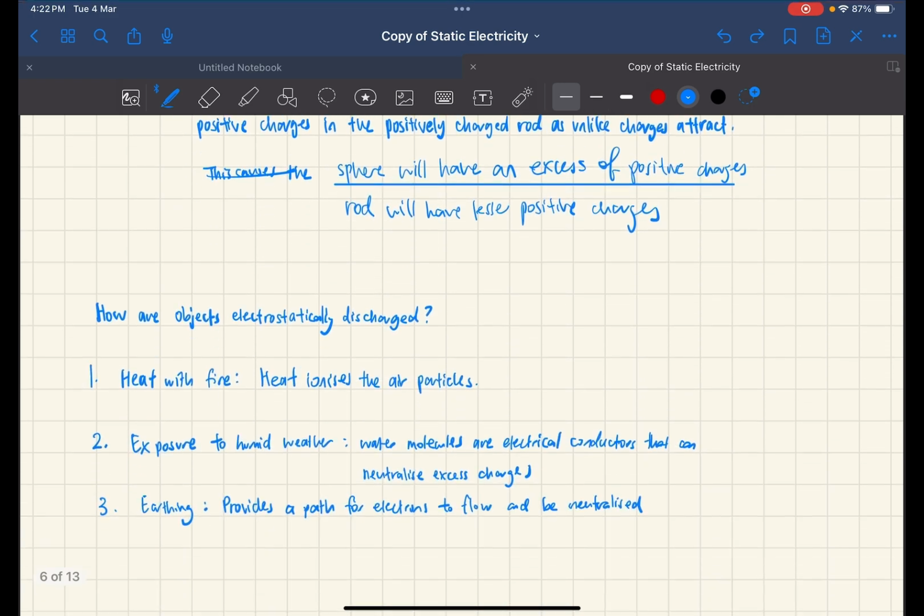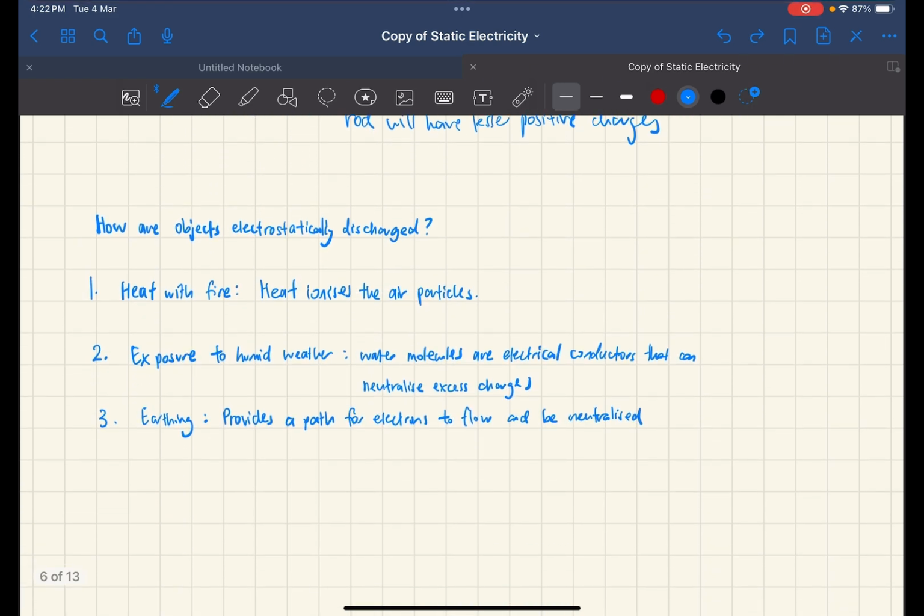Okay, let's move on. So last portion over here, how are objects electrostatically discharged? Just now we covered one, which is the concept of earthing. All you need to do is place an earth wire to the ground, and then you will allow the electrons to either flow in or flow out of the charged material. There are two other methods that you have to know as well.